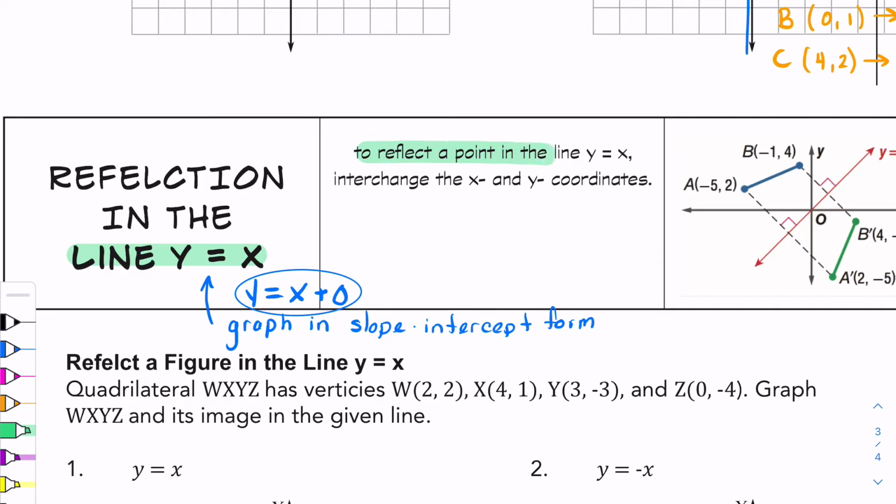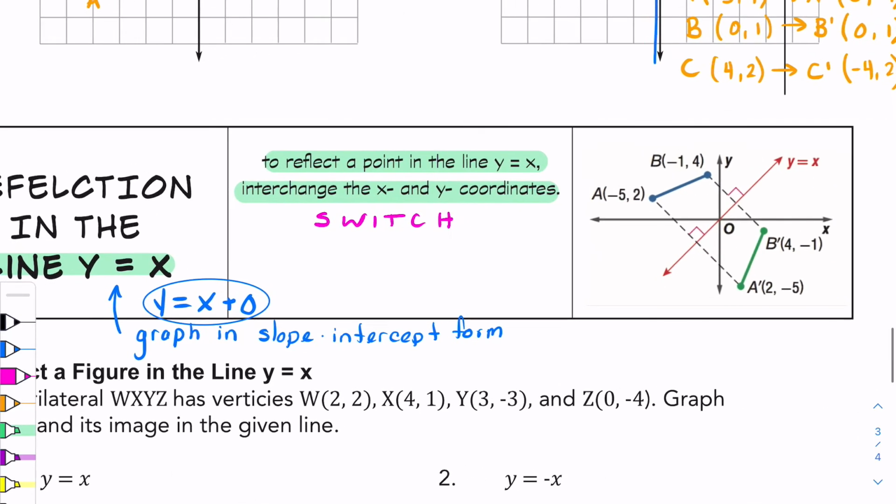To reflect a point in the line y equals x, you interchange the x and y coordinates, which means you switch the x and y coordinates. If we look at our model over here, here's our line at y equals x. Point A is at negative 5, 2. A prime is at 2, negative 5. So we literally switched these points. That's all we did. The rule tells us that x, y becomes y, x. You are literally switching those points.